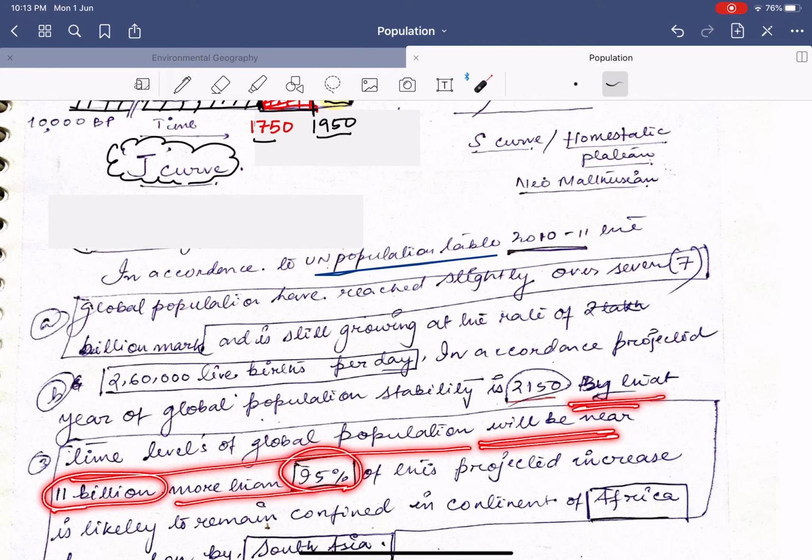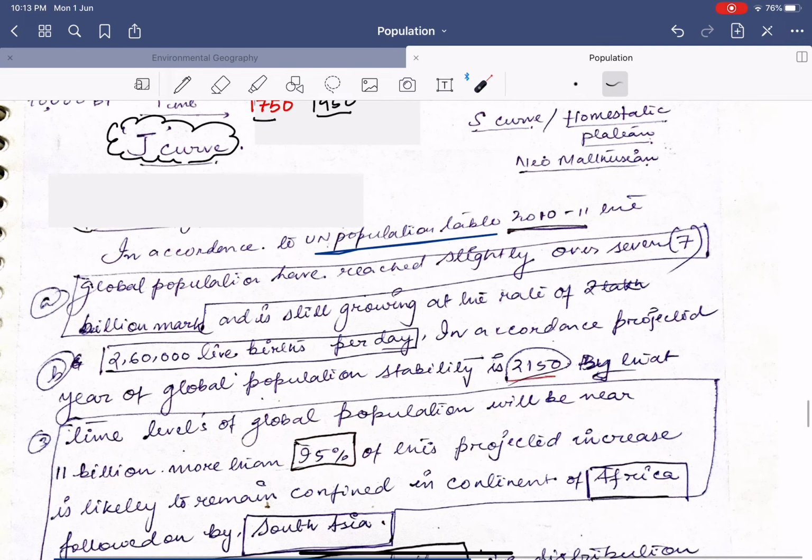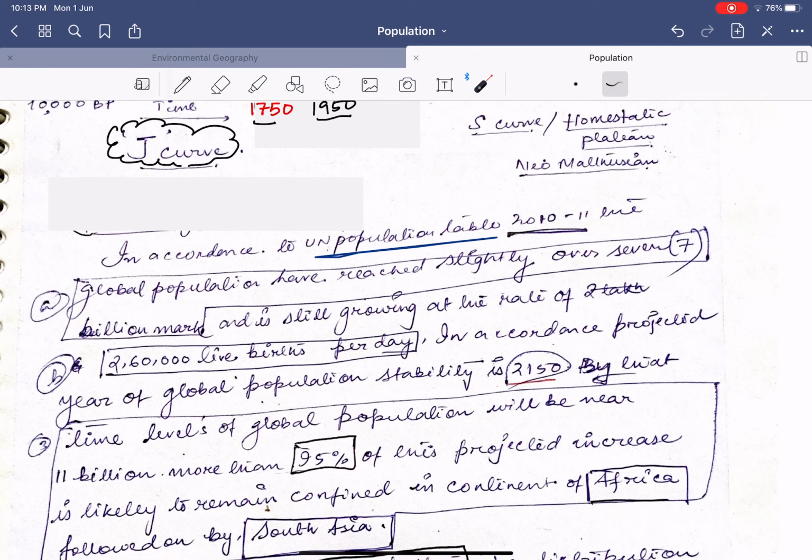More than 95% of the projected increase is likely to remain confined to the continent of Africa, followed by South Asia. What does this statement say? It says that by the time the global population is near 11 billion, more than 95% of the projected increase will be confined to Africa and South Asia. These are the two continents where the global population growth would be concentrated.